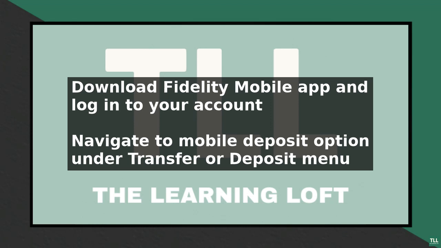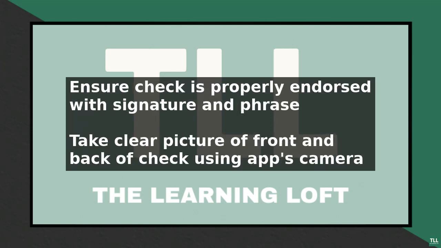Select the account you want to deposit the check into, such as a brokerage or bank account. Before taking a picture of the check, make sure it is properly endorsed. Sign the back of the check and include the phrase "for mobile deposit only at Fidelity." This step is crucial to prevent the check from being deposited multiple times.